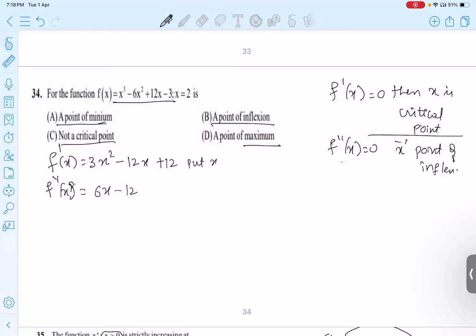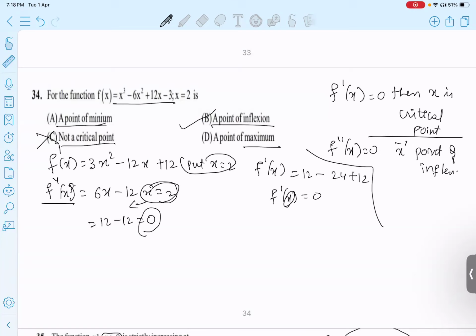If I put x is equal to 2 in the single differentiation, we'll get 2 square is 4, 4 3s are 12, minus 12 2s are 24, plus 12, which is equal to 0. So I can say x is a critical point, but in the options, there is no option for critical point. So this is not an option. Now if I put x is equal to 2 in the double differentiation, we'll get 12 minus 12 equal to 0. Since the double differentiation is 0 at this particular point, B is the required option, that is point of inflection is the right answer.